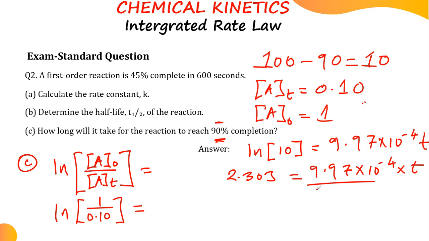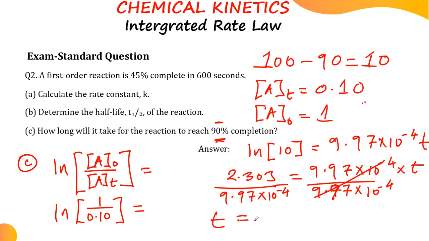So here we divide both sides by 9.97 multiplied by 10 to the power negative 4. Also this side, 9.97 multiplied by 10 to the power negative 4. You cancel that, then our time t is equal to what? Divide that, what are you getting? 2.303 divided by that, you're getting 2,310 seconds. Any question?